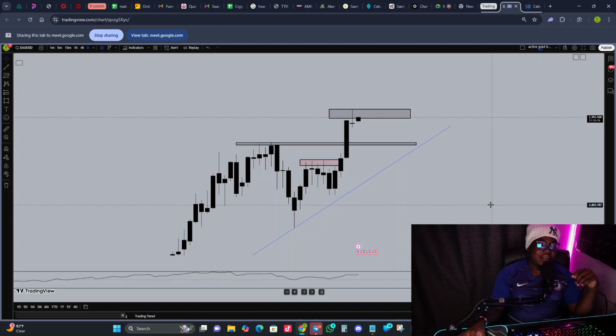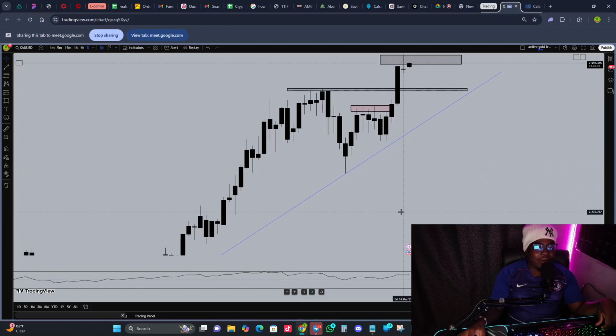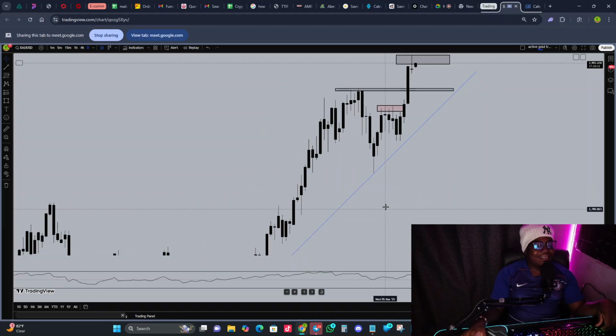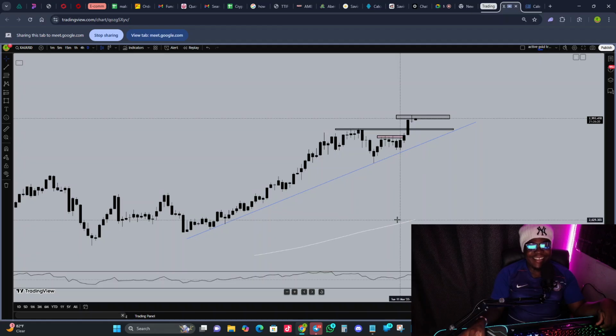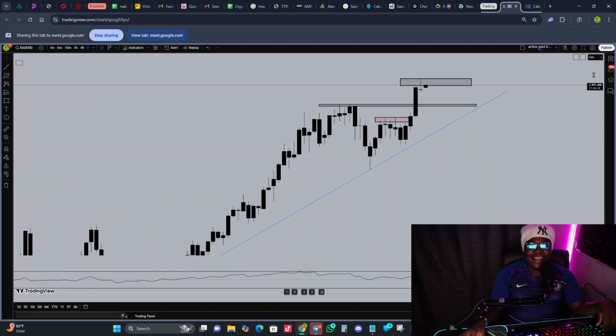Question: relative to the bullish engulfing, is this the candle we look for, or is the pattern what we look for? The pattern. The bullish engulfing pattern is what we look for in the whole strategy. That is what we just identified.